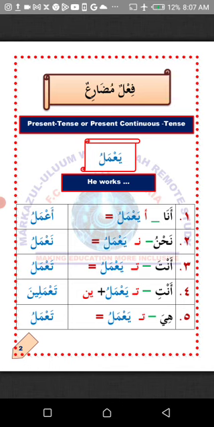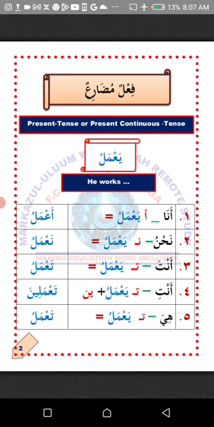Thalatha, number three. Anta, you, representing a single male person. So how do we change the verb ya'amal to suit anta? All you need to do is to detach ya'un and attach ta'un. The verb ya'amal will now become ta'amal, which means you work or you are working.